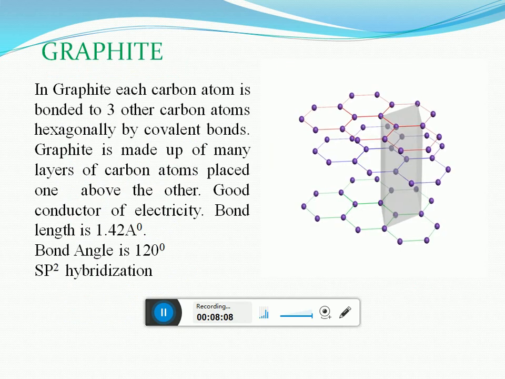Children, let us discuss another crystalline form of carbon. It is graphite. In graphite, each carbon atom is bonded to 3 other carbon atoms hexagonally by strong covalent bonds. Bond length in graphite is 1.42 Angstrom units. Bond angle is 120 degrees. The hybridization involved in carbon atom is sp2. See the adjacent diagram. Graphite is made up of many layers of carbon atoms placed one above the other. Graphite is soft and slippery.